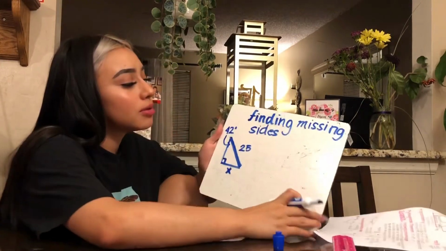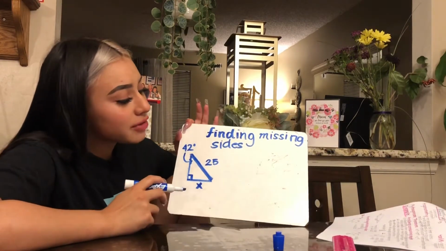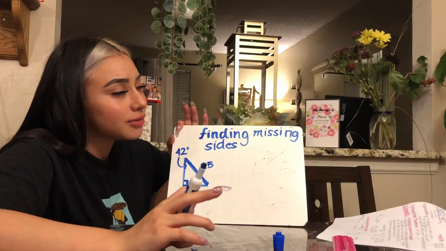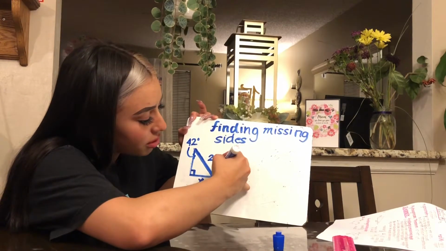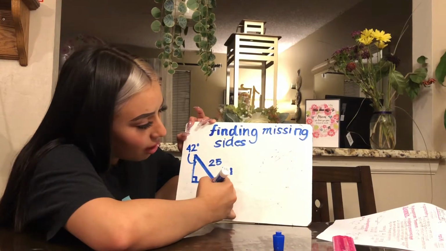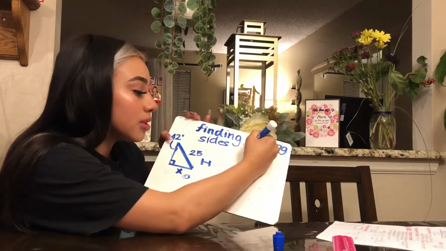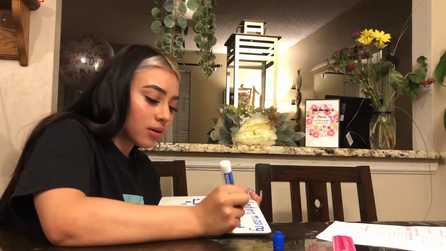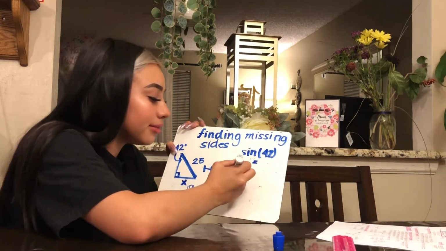The first example problem is finding the missing sides. To find the missing sides, first you have to identify which function you're going to use. Here they give us the hypotenuse and we need to find the opposite, so we're going to be using sin. So it goes sin 42 times 42 equals x over 25.